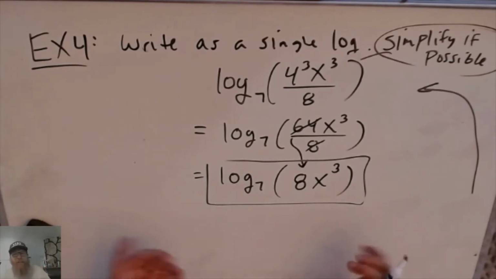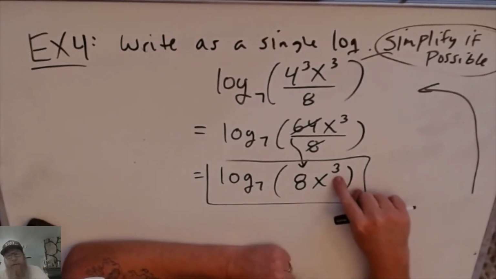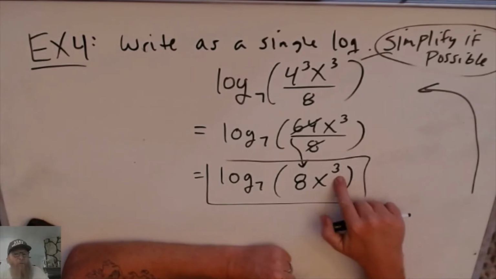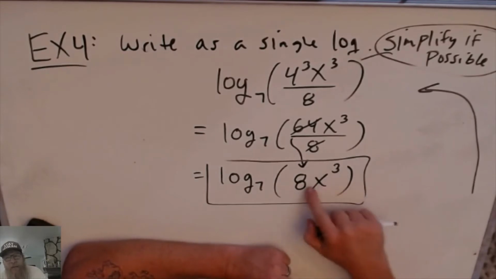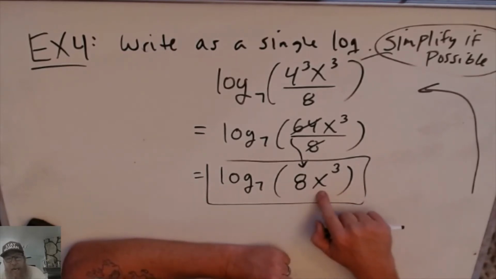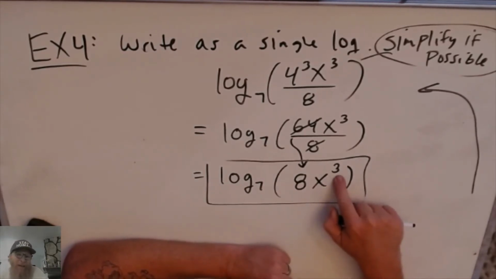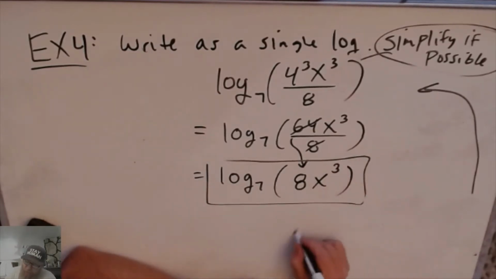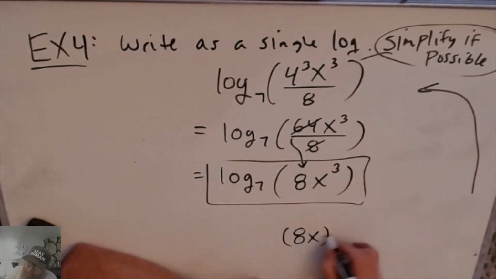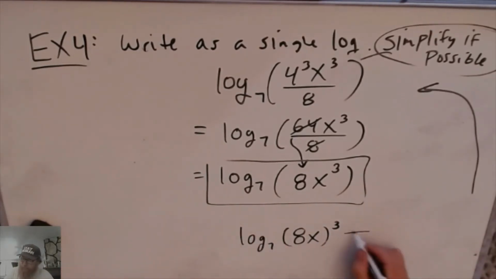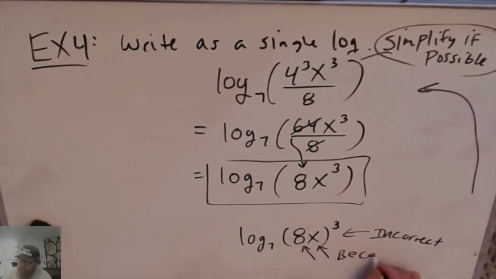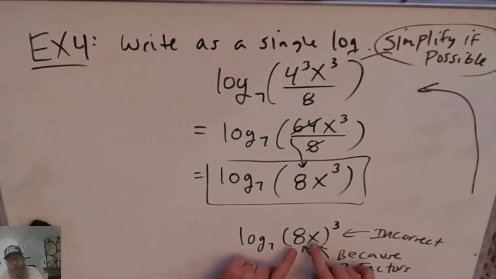Now, in previous examples, I had made a statement that it didn't matter where the exponent was written. That's only if the argument is one factor. This argument has 2 factors, 8 and x, and so the exponent must be on the inside. If you wrote it this way, it would be incorrect, because there's 2 factors. If there's one factor inside the argument, well, then it doesn't matter.